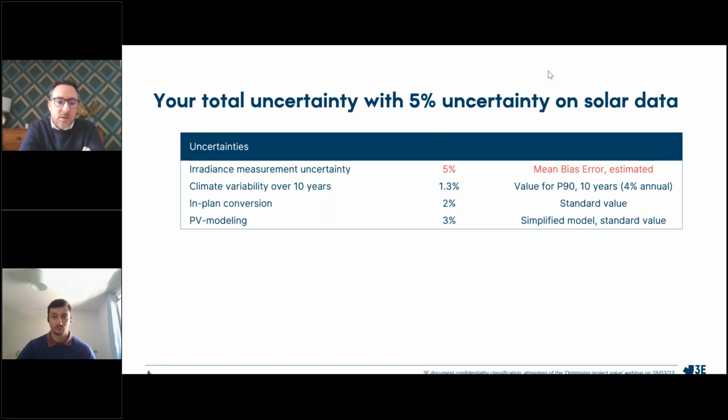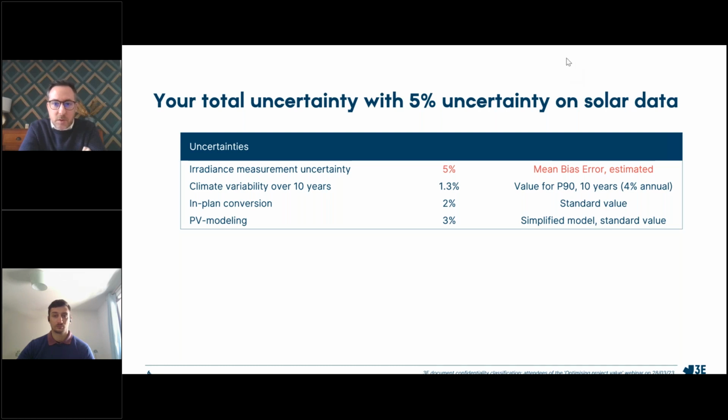The second category of uncertainties that is also used on this project is the climate variability. Climate variability over 10 years. Why 10 years? Because often you look at the revenue, or let's say the financing of your project, over 10 years. So the climate variability is how, when you take a period of 10 years, the variations of that period compare to another 10 year period. Actually, typically, this value is estimated at 1.3%.